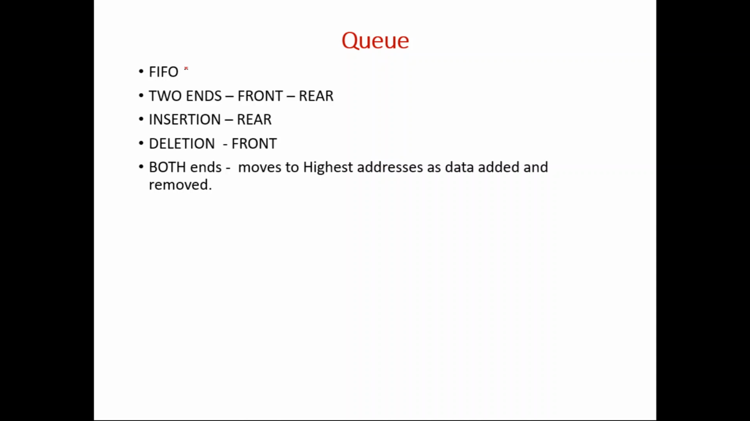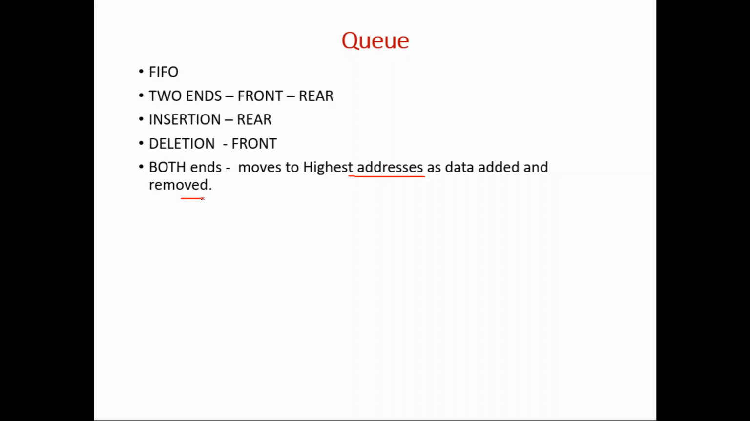So as you know, a queue is a FIFO data structure: first in, first out. Whatever element comes into the queue first will be the one which leaves the queue first. A queue has two ends, front and rear. Insertion happens at the rear end and deletion happens from the front end. Both ends move to the highest address as data is added and removed.